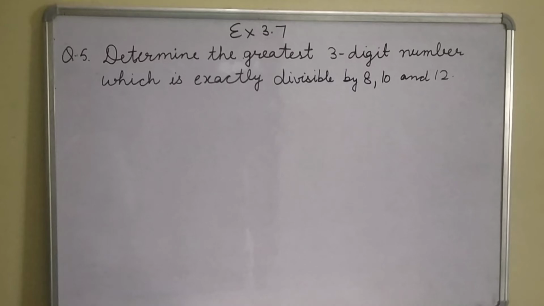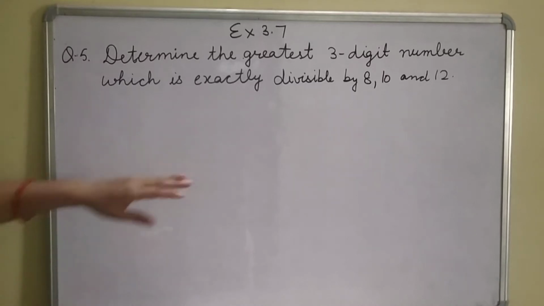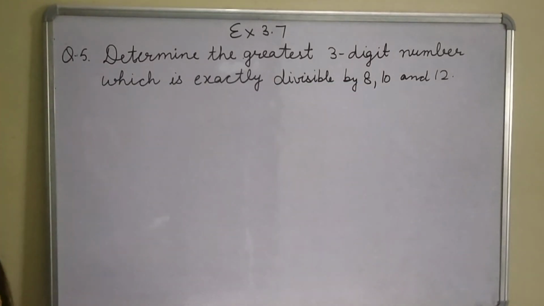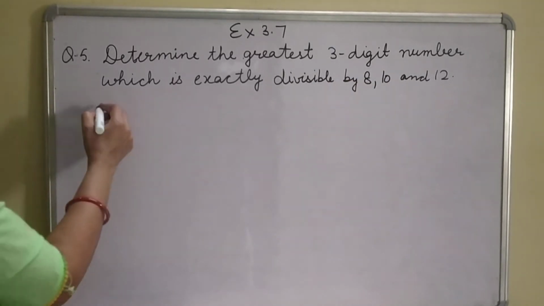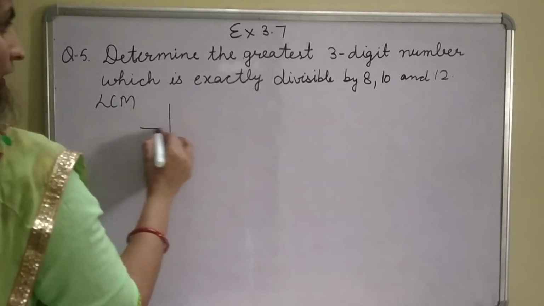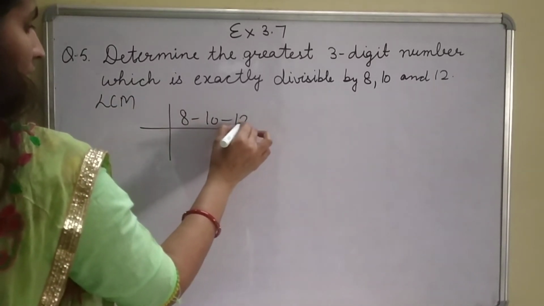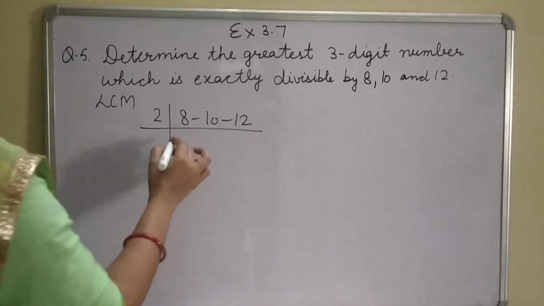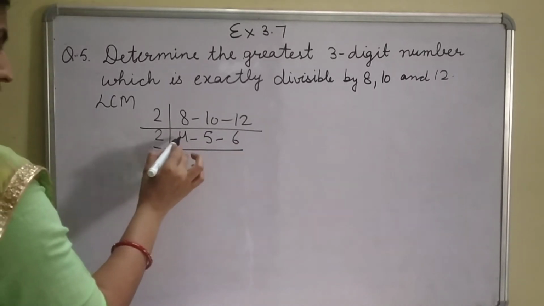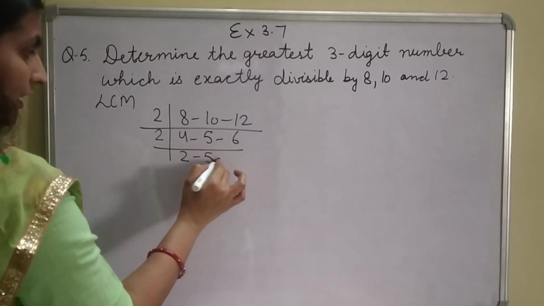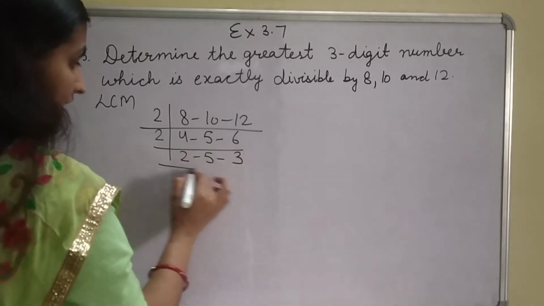So what do we have in question number 5? Question number 5 is, determine the greatest 3-digit number which is exactly divisible by 8, 10 and 12. Likewise, the same kind of question: as it is divisible by these, it will be a multiple of these 3 given numbers. So again we have to find the LCM. So let's find out the LCM of 8, 10 and 12. They are divisible by 2. 2 4s are 8, 2 5s are 10, 2 6s are 12.